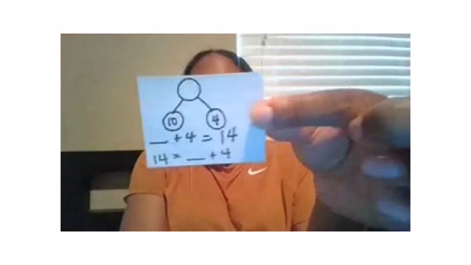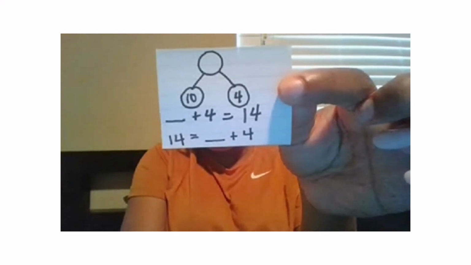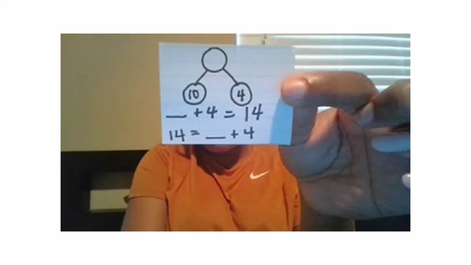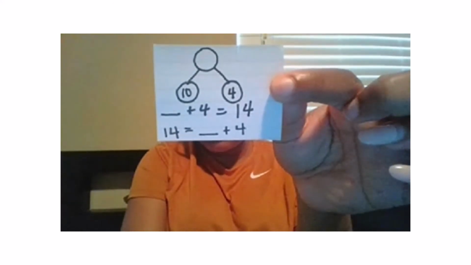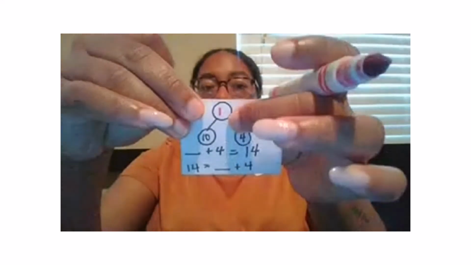If I have my model, I have my 2 parts. My 2 parts are joined together to make my whole. If I have 2 and 4, how many 10s do I have? I have 1 10. Great job. So I'm going to put my 1 right there. How many 1s do I have? I have 4 1s.